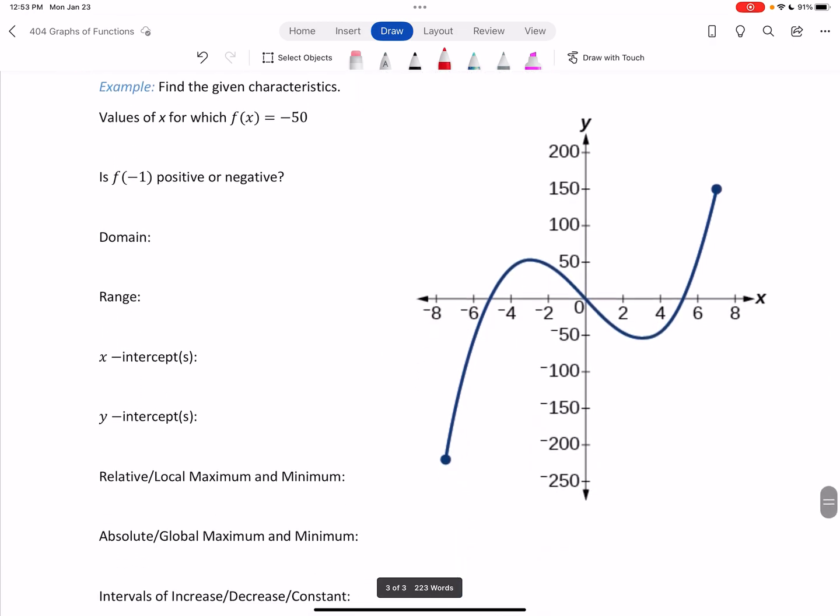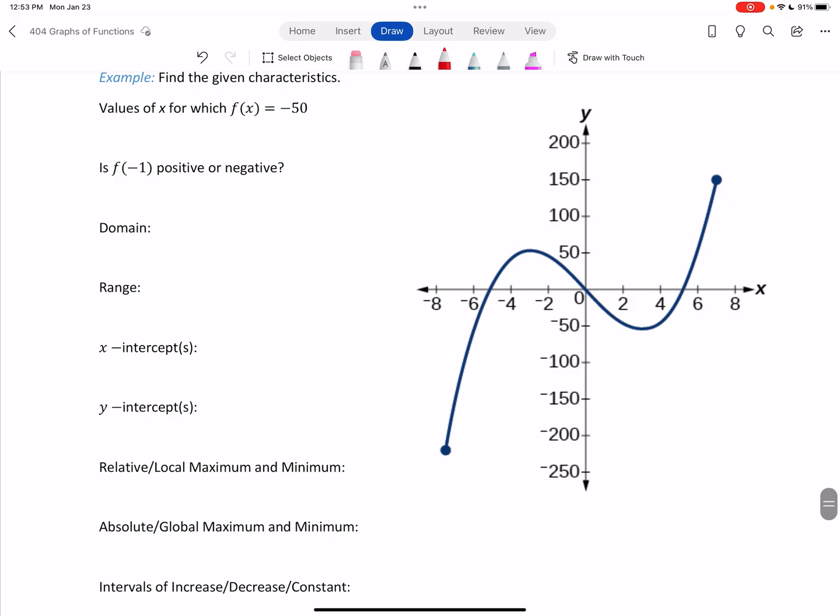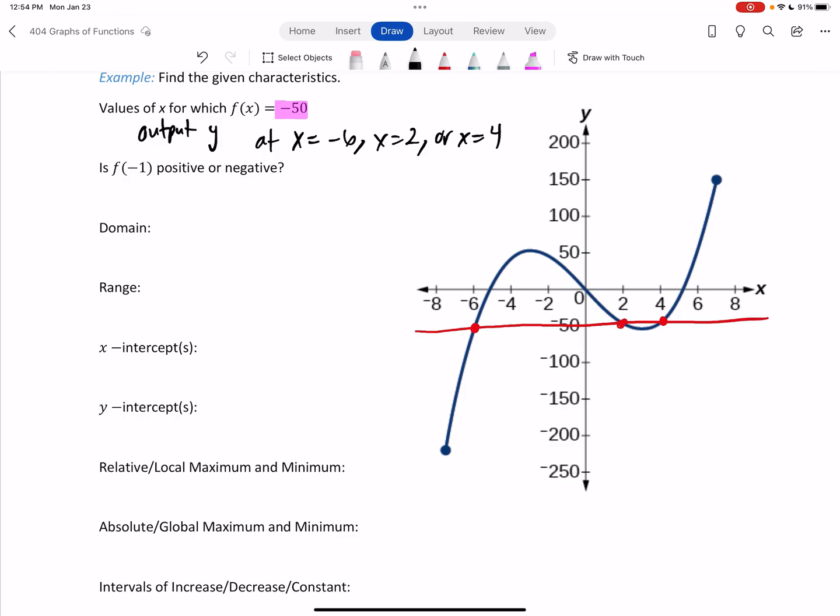So here's a graph. And we're going to try to find all of these characteristics about this graph. First, we're going to find the values of x for which f of x equals negative 50. So remember, this is an output or a y. So we're going to go to negative 50 on the y. And we see that there looks to be 3 places where the y value is negative 50. At x equals negative 6, x equals 2, or x equals 4. So there are 3 x values where the y is negative 50.